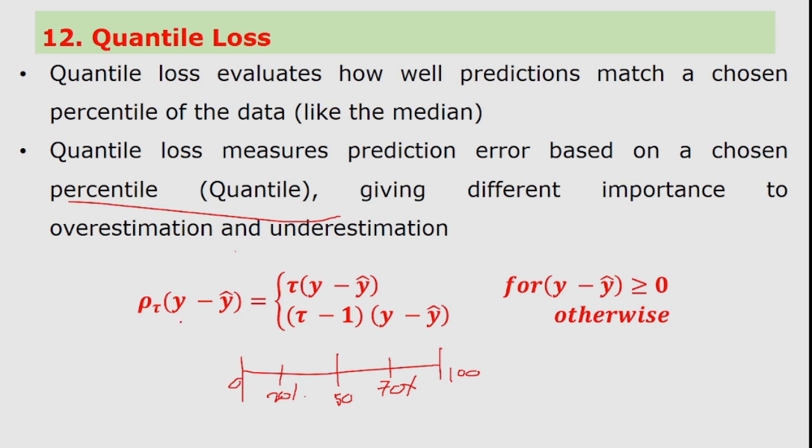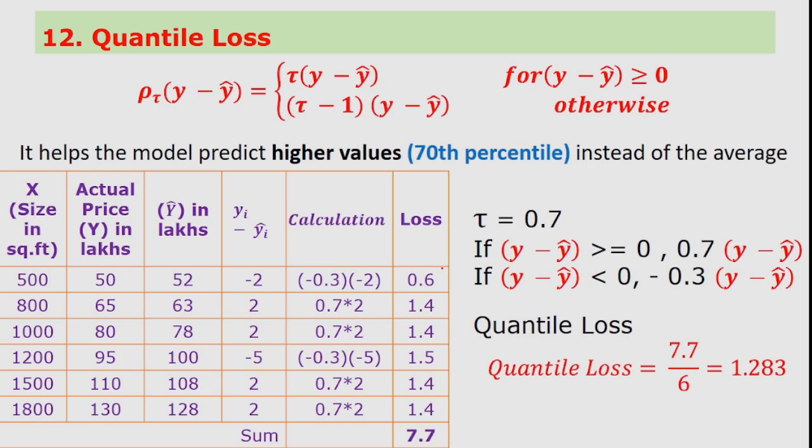In this case, I have given the quantile loss of tau of y minus y hat, which is equal to tau times (y minus y hat) when y minus y hat is greater than or equal to 0. Else, it is (tau minus 1) times (y minus y hat) for the other cases, that is when y minus y hat is less than 0. For negative values, we need to go with this equation, and for positive values, we need to go with the other equation. Let's see what happens for our example.